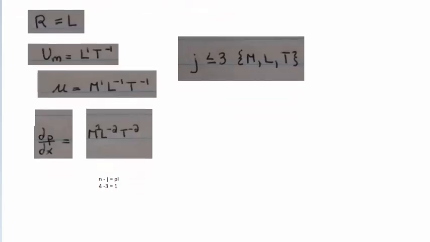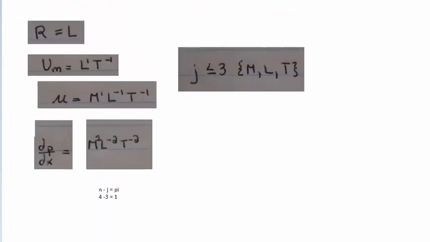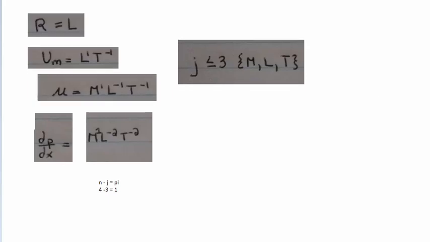So the next thing you do is you say, okay, these are the four variables, r, u, mu, and dp dx. I need to have 3 of these in what I call a repeating grouping. Now, since I'm interested in dp dx, I'm going to choose r, u sub m, and mu as my repeated grouping. And again, this won't make much sense right now, but you'll see once we start doing more problems. We're going to do a lot of problems today.